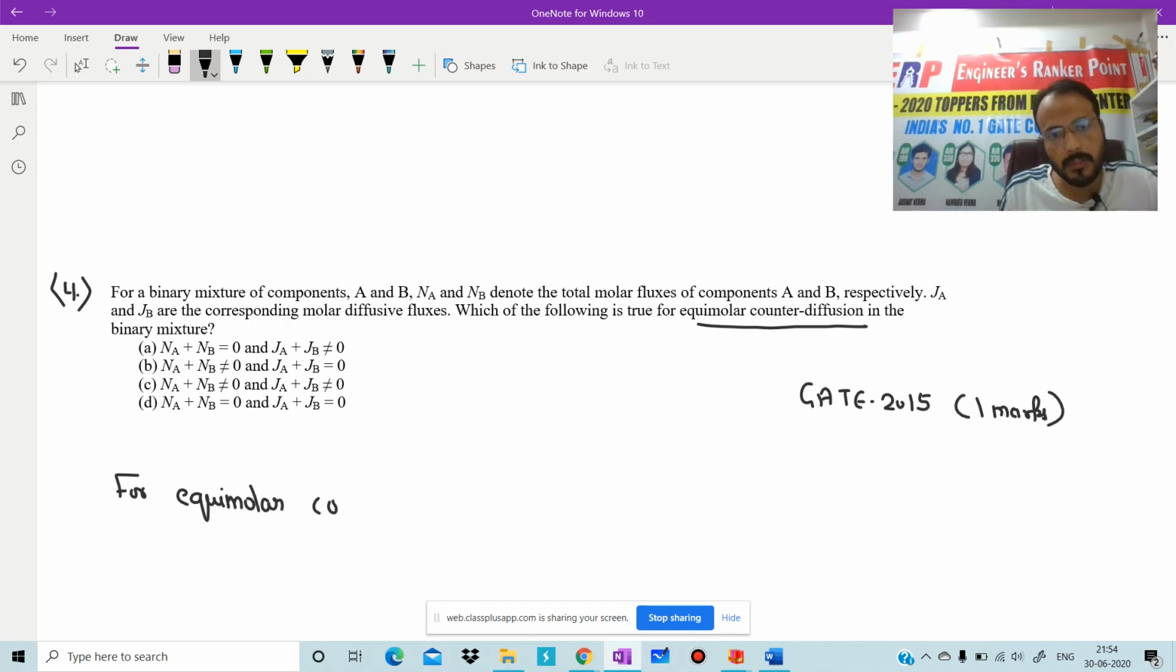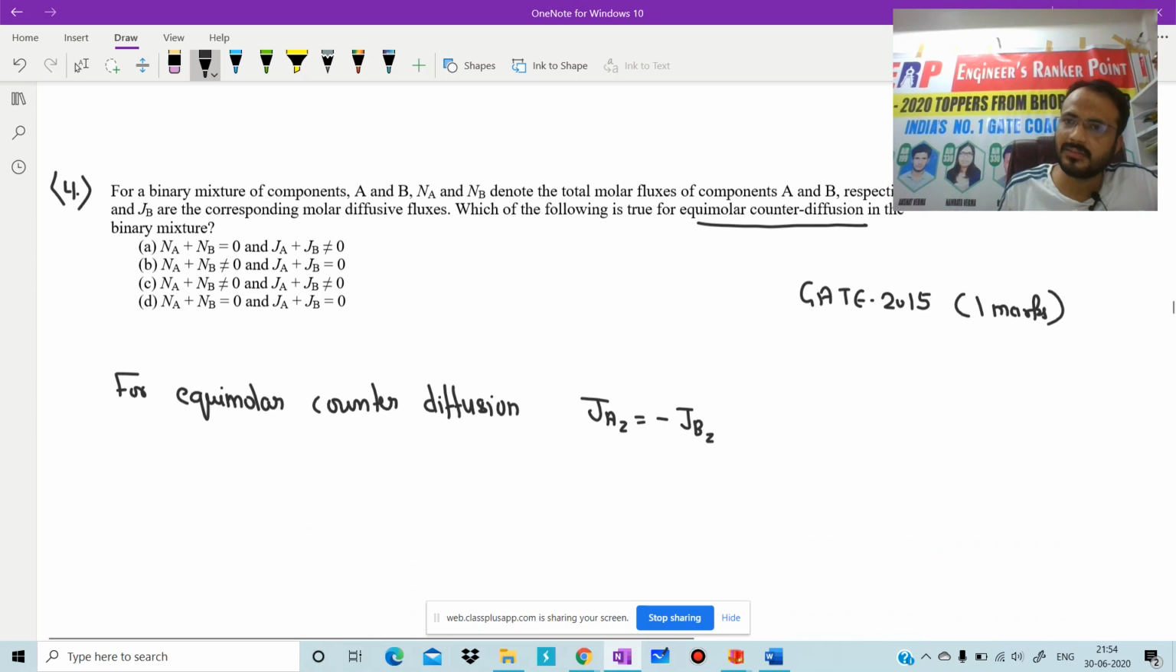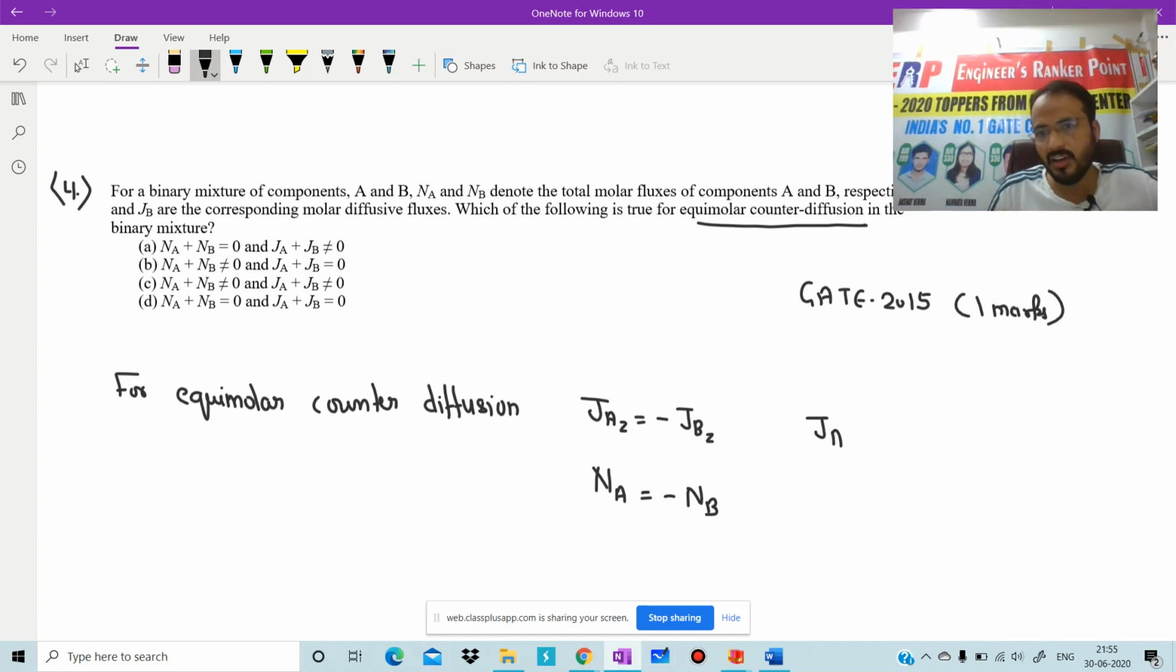For equimolar counter diffusion, the value of JAZ is equal to minus JBZ, and second, NA is equal to minus NB. Yes or no? Just as I have mentioned. It means the value of JAZ plus JBZ should be equal to 0 and NA plus NB is equal to 0. Go through the options.